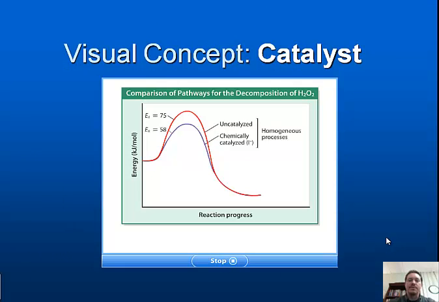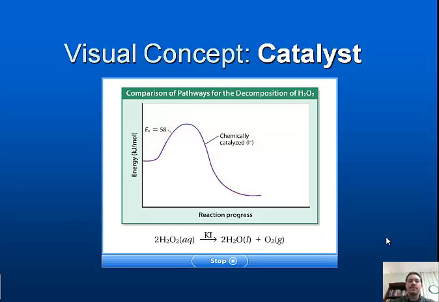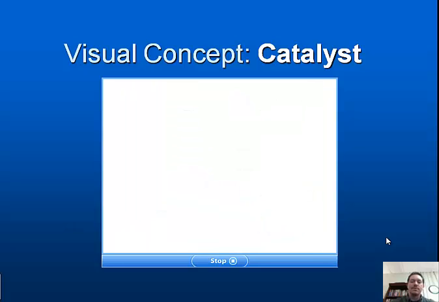A catalyst speeds up a chemical reaction by lowering the activation energy. The catalyst is not consumed during the reaction and can be reused. Catalysts are often shown above the arrow when writing a chemical equation. Enzymes are proteins which act as catalysts for chemical reactions. Their shapes are specific to certain reactants and fit like a lock and a key.